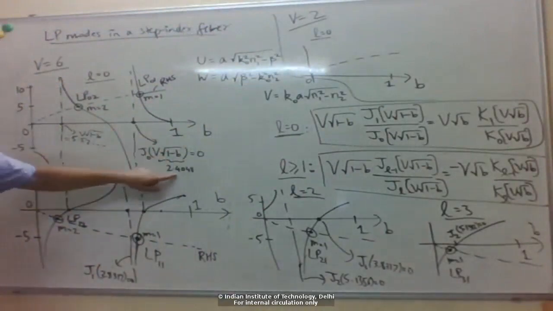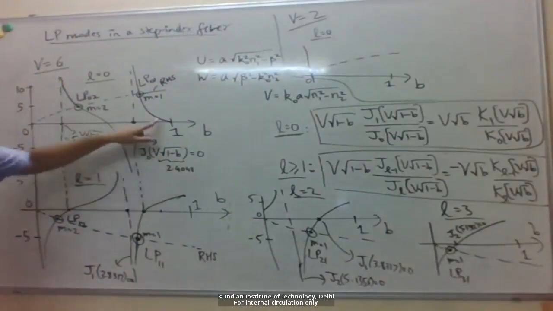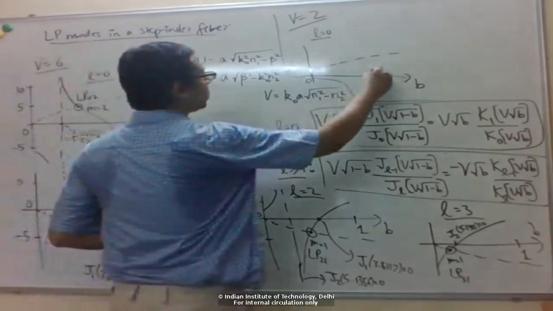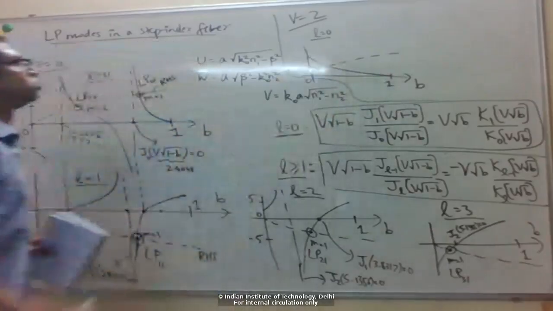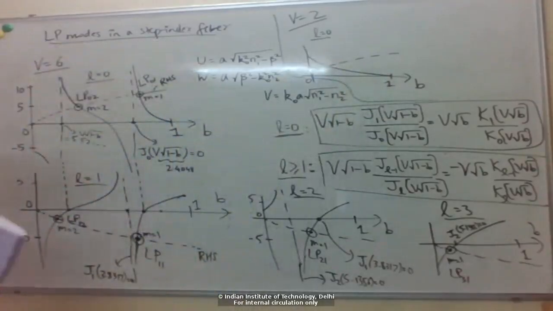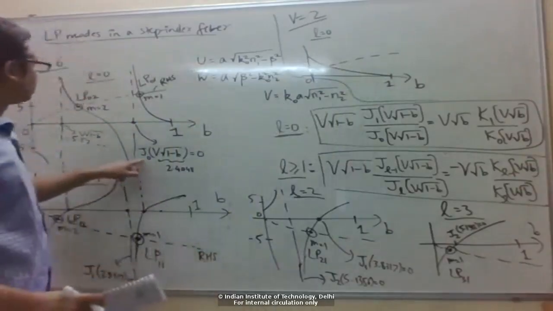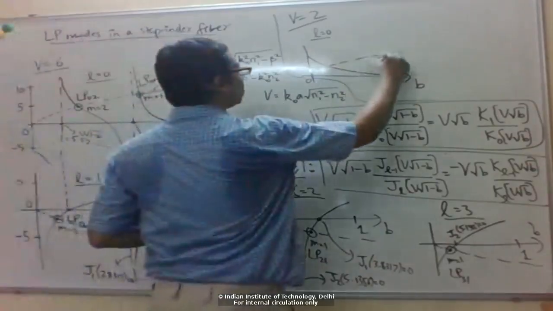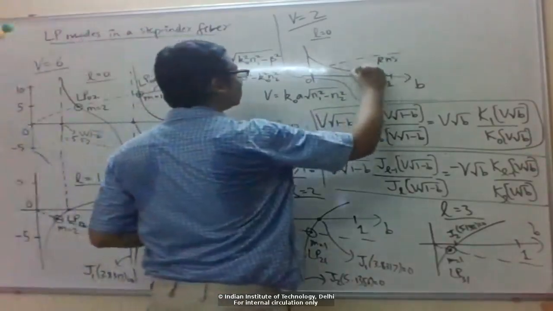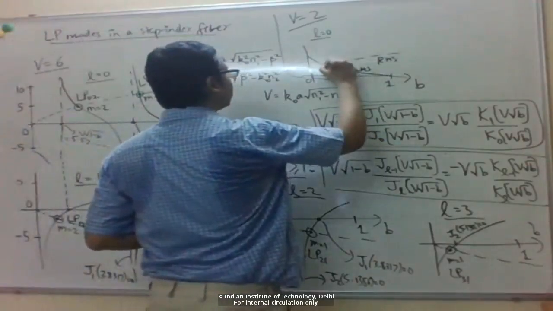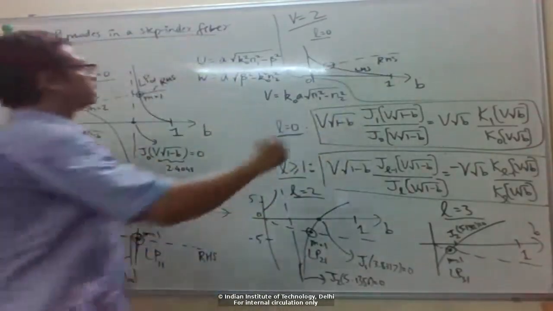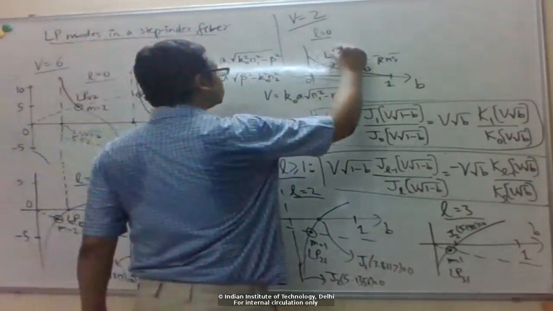Right? So actually we won't even reach this 2.4. So the entire range, here it will go only up to 2. So we won't reach this first root of J0. Right? So the left hand side will look like that, and we'll get one intersection. Right? So that's again LP01.